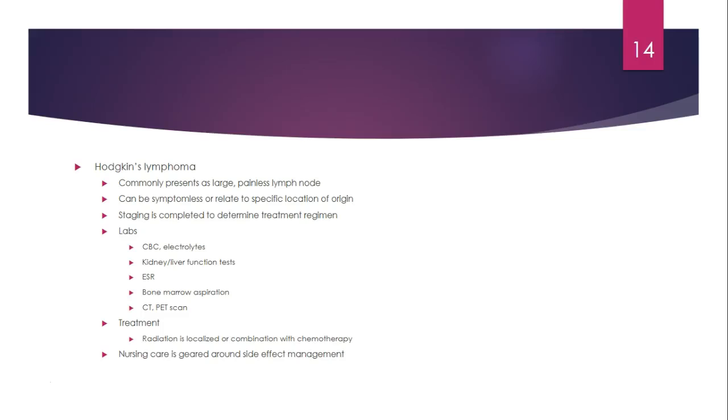Labs are often done, as we said before: CBCs, electrolytes, looking at those cells. We're going to look at liver and kidney function tests to see what our perfusion is like. We're going to look at ESR for any inflammation, and bone marrow aspiration to see what cells are being made. We can do scans such as a CT or even a PET scan and look to see where these cells are all at.